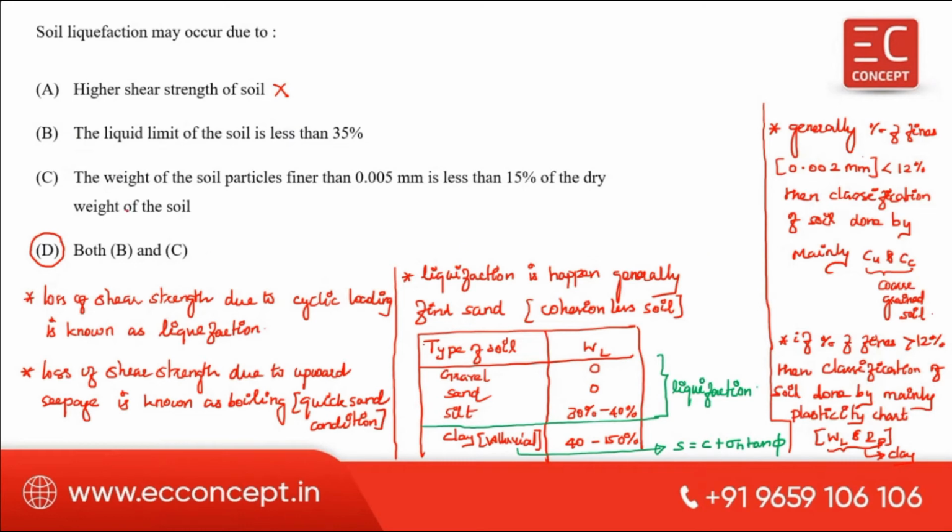Okay, so that's the thing they said. The weight of the soil particle is finer than 0.005 instead of this 0.002. Anyhow, this 0.005 is larger than 0.002, right? Therefore, this condition is called the criterion here: less than 15%. Instead of 15%, the general case is 12% of dry weight of the soil. In these two cases, the liquefaction will happen. So the option for this question is D.